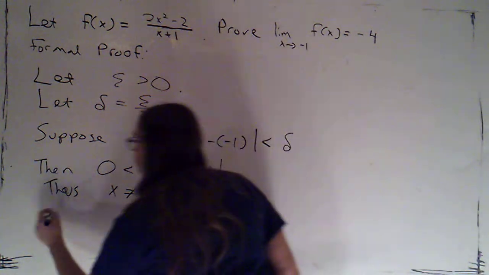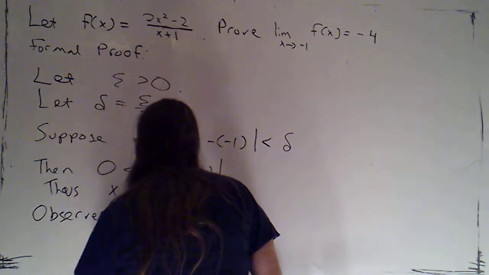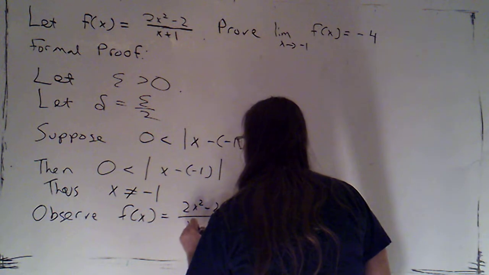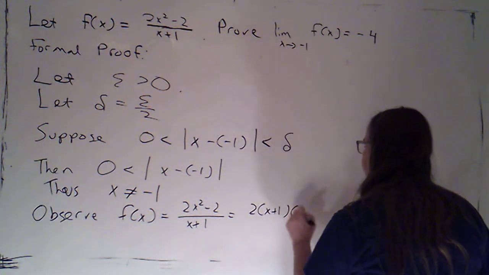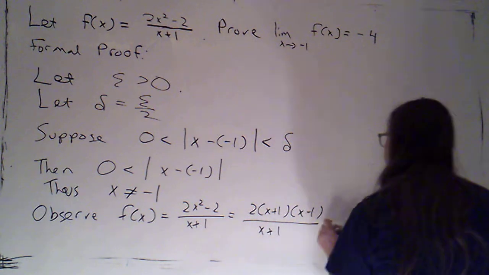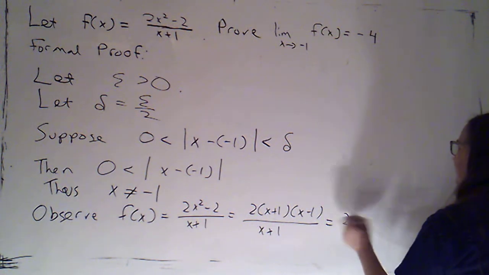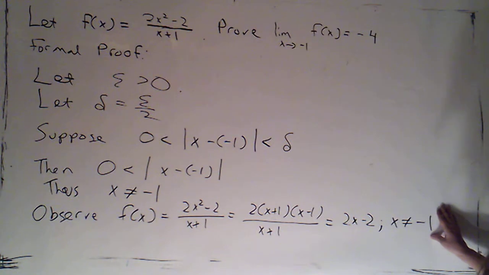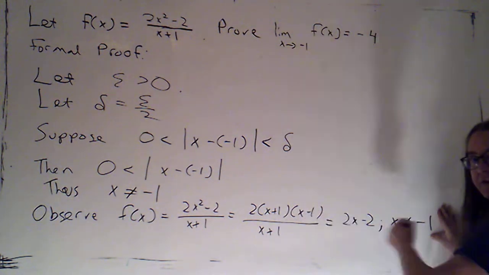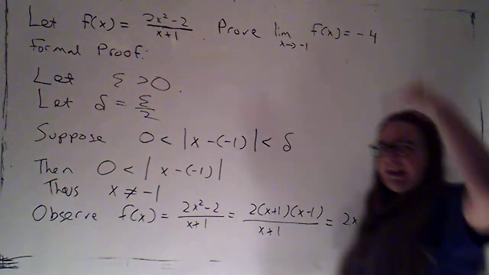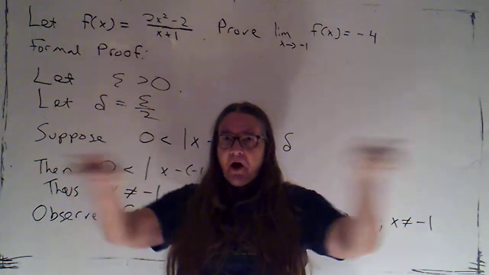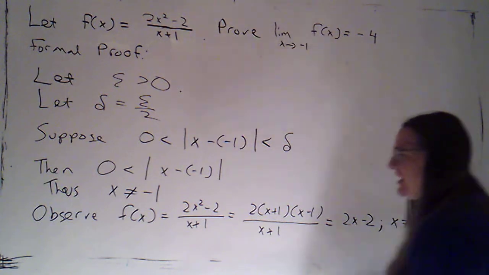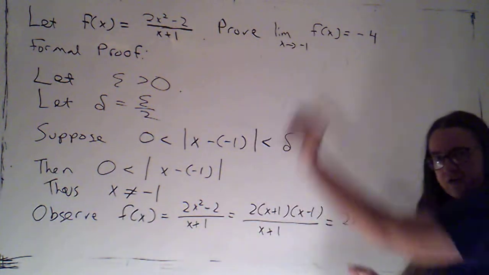So, observe that f of x is 2x squared minus 2 over x plus 1, which is 2 times x plus 1, x minus 1 over x plus 1, which is 2x minus 2 if x doesn't equal negative 1. So I do need to make sure that I have this work here. I'm okay if you already had it on your paper, if you put a little box around it and put a star next to it, and then instead of copying the exact same work here, just wrote by that star, this is true, and drew an arrow to include it.